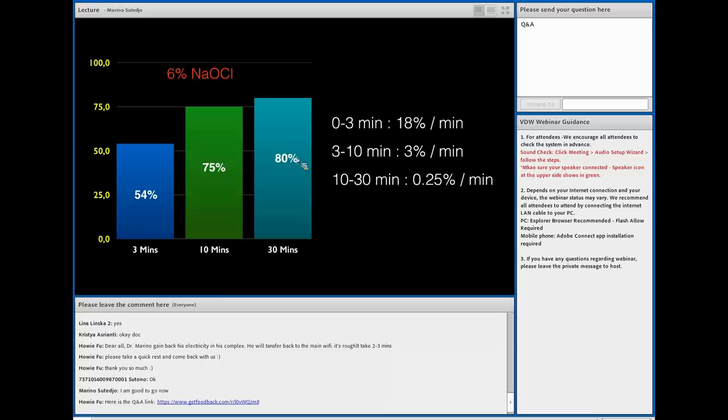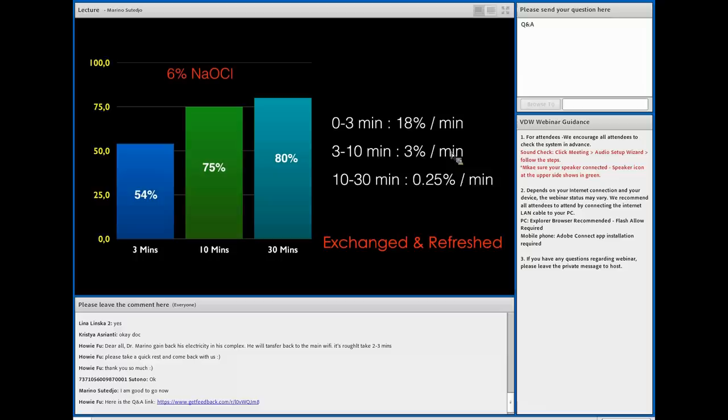If you divide it, in the first 3 minutes, it can kill 54%. So it means for 0 to 3 minutes, our sodium hypochlorite kills and digests about 18% per minute. But from 3 to 10 minutes, it is only 3% per minute. And for 10 to 30 minutes, it's only 0.25% per minute. So it does not depend only on how long you leave your sodium hypochlorite, but also on how frequently we exchange and refresh our sodium hypochlorite.